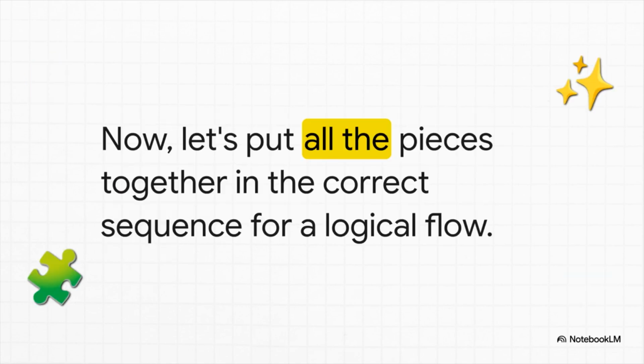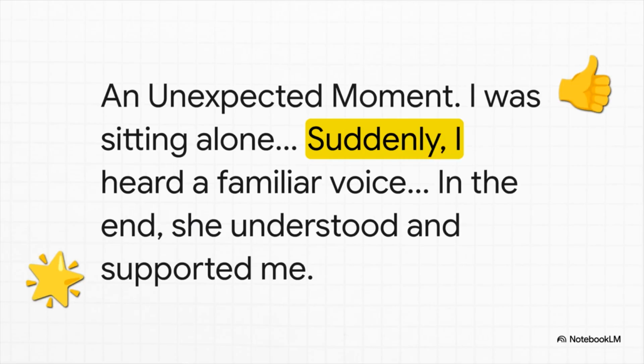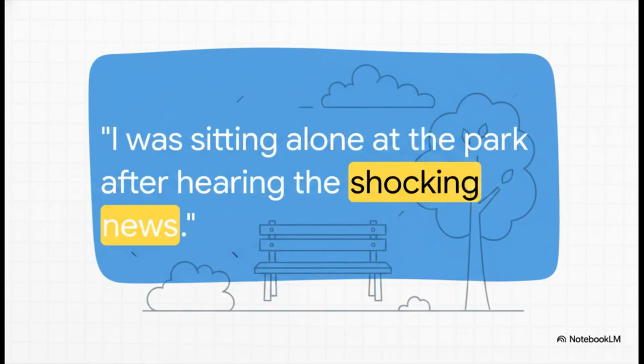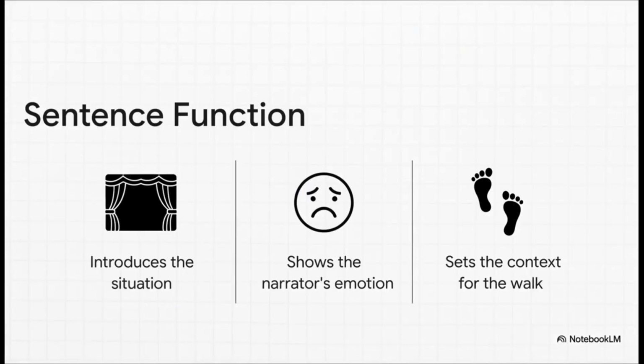All right, this is the fun part. Let's put it all together and see the final story. And there it is, a complete story that flows perfectly from start to finish. Let's look at this one sentence. What's it really doing in the story? So we're looking at "I was sitting alone." What's its role here? Well, it introduces the situation, shows us how the narrator feels, and sets up what happens next.